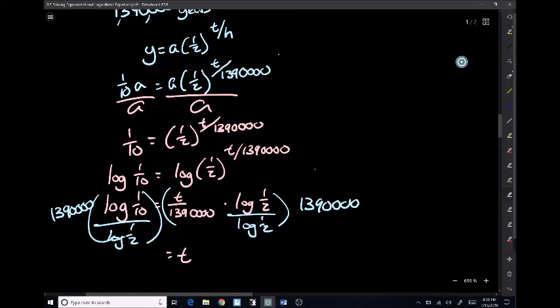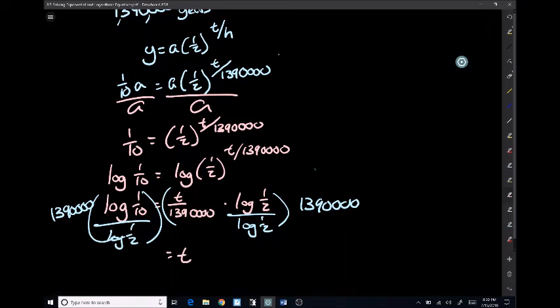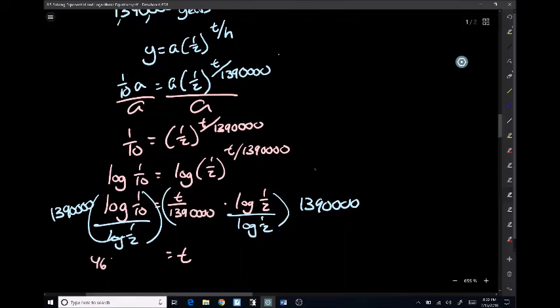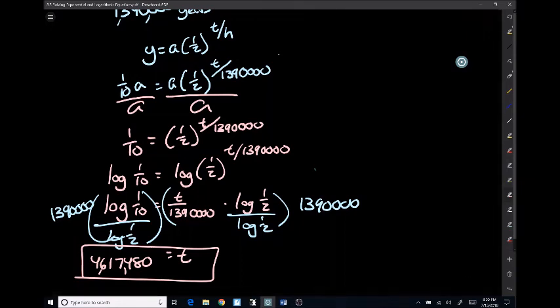I'm going to do this off screen on my real calculator. So 1,390,000 times the log of 1/10 divided by the log of 1/2. And that comes out to 4,617,480.05, which I'll just call that. So it's going to be about 4,600,000 years is how long it takes for 10% of this to be left.